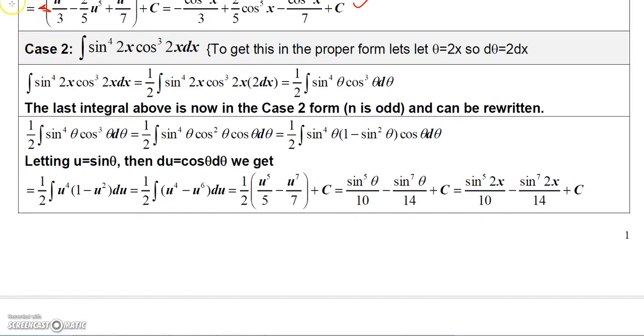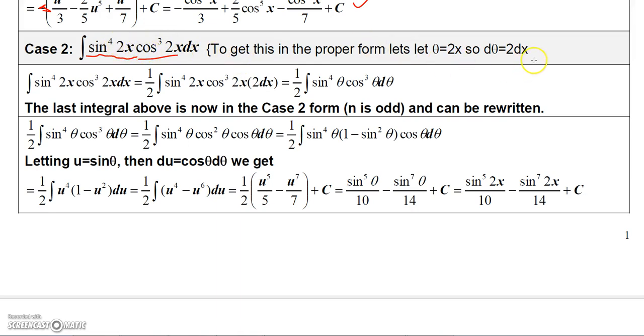Okay, so here we have sine fourth of 2x, so we have an even power for the sine function, and then cosine cubed 2x, and so we have the odd power for the cosine function. Before we get started here, we're going to get this into the proper form so that we can get rid of this 2x.